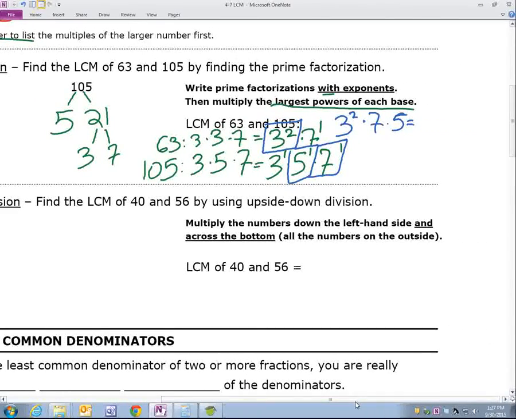9 times 7 is 63. 63 times 5... sorry, it's not 63 to the 5th. That would be a huge number. It's 315. We'll do another example like that, but that's just what you do.